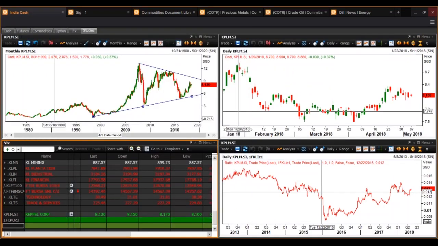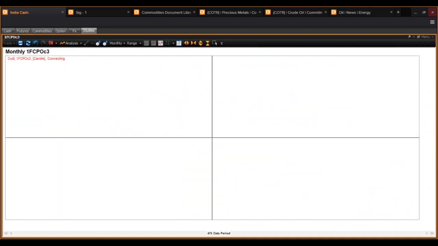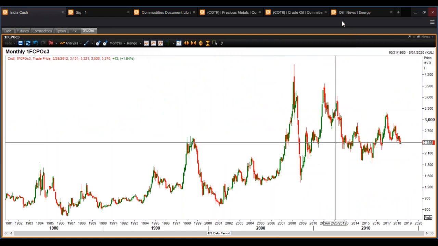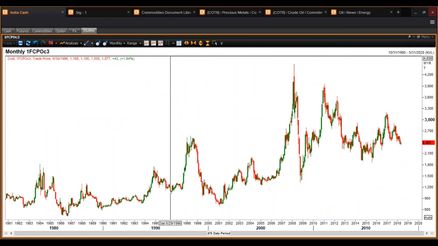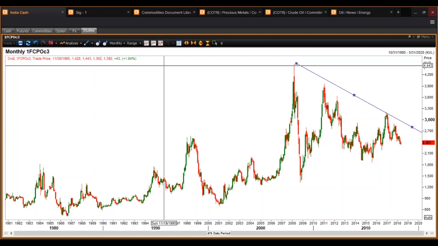Let's see. We got a good question. Basically of full power. So I'll take a look. I mean, this is right now in downward momentum, and it has actually come down to a very important point.